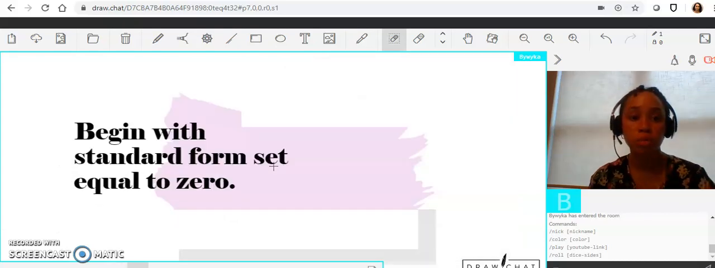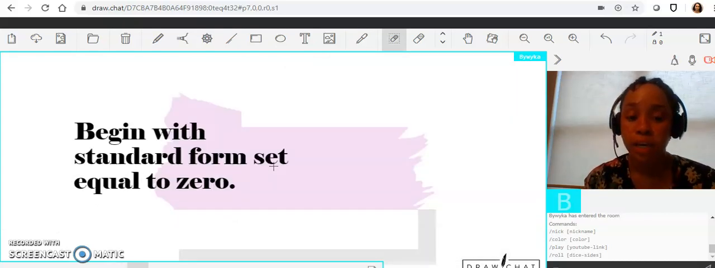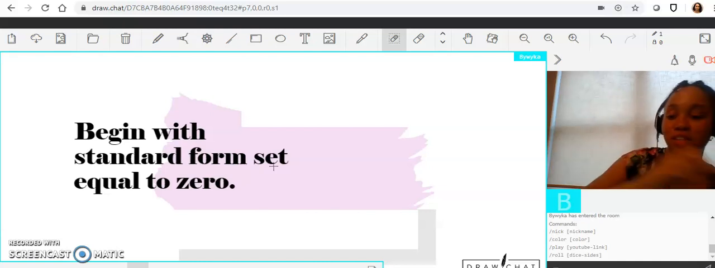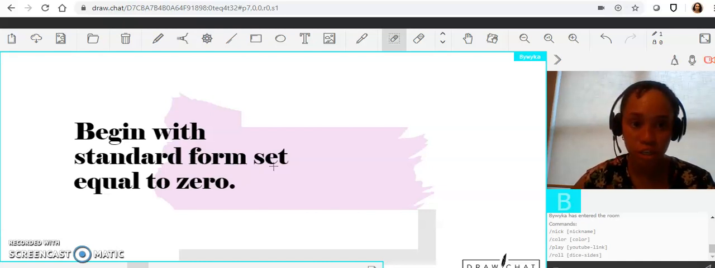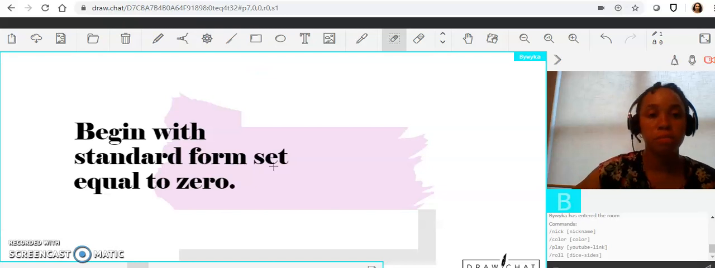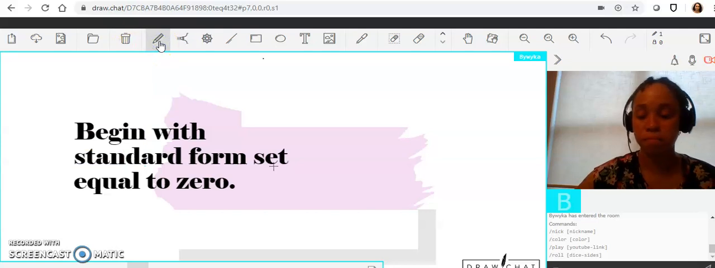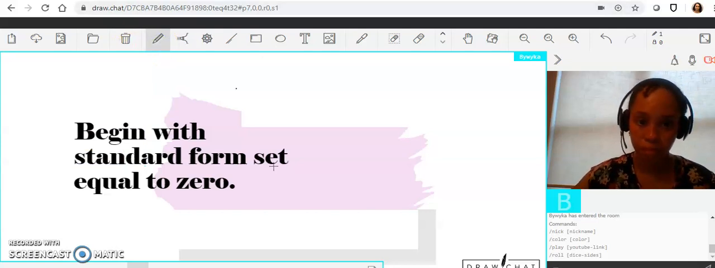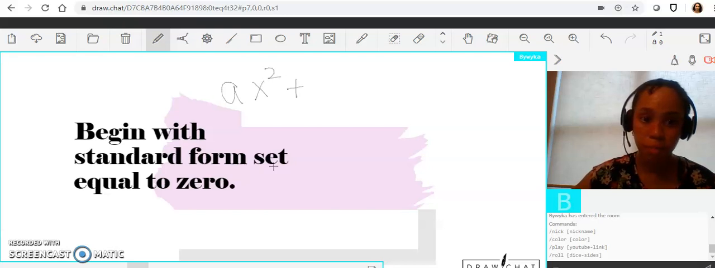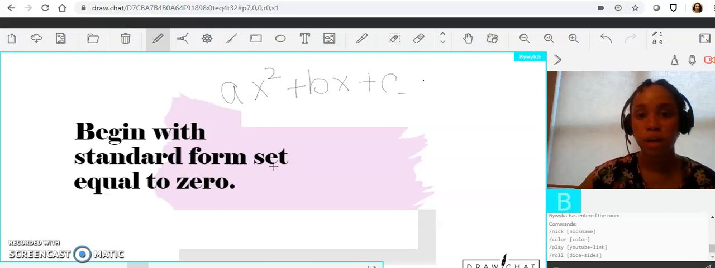All right, so we need to begin with the standard form of the quadratic equation. So the standard form for the quadratic equation is, if you recall, ax squared plus bx plus c. And it also says here that we have to set it equal to 0.